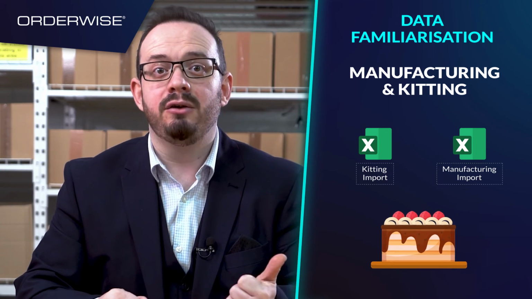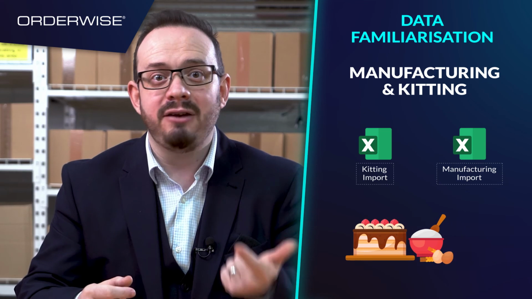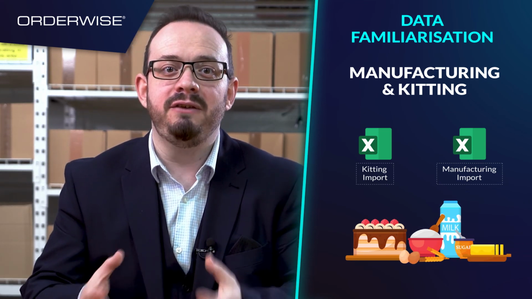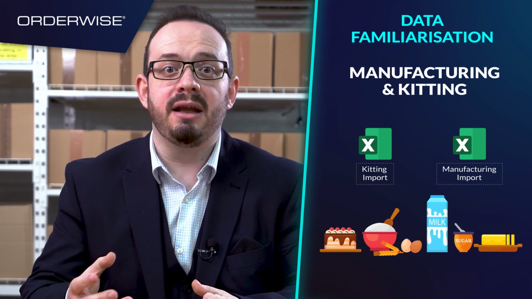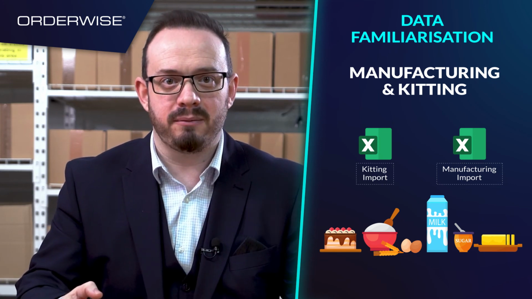We'll need our cake, which is manufactured. We'll also need flour, eggs, milk, sugar, butter. Each of these items need to be their own variants. These import files are explaining that the cake variant is made up of all those other variants.